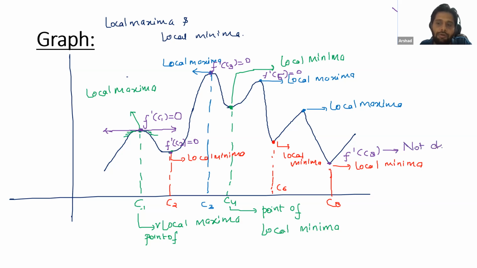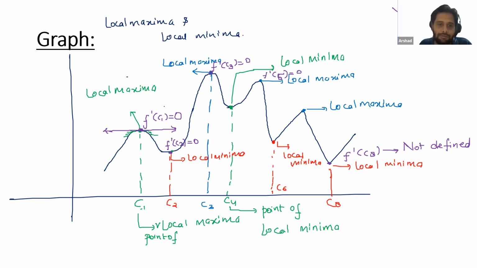Why is it not defined? Because it is a corner point, and we already know that at a corner point our function is not differentiable. We have discussed this point in differentiability, and in critical points. Yes, this is what I want to explain to you. Very good, Abdul, you understood this.